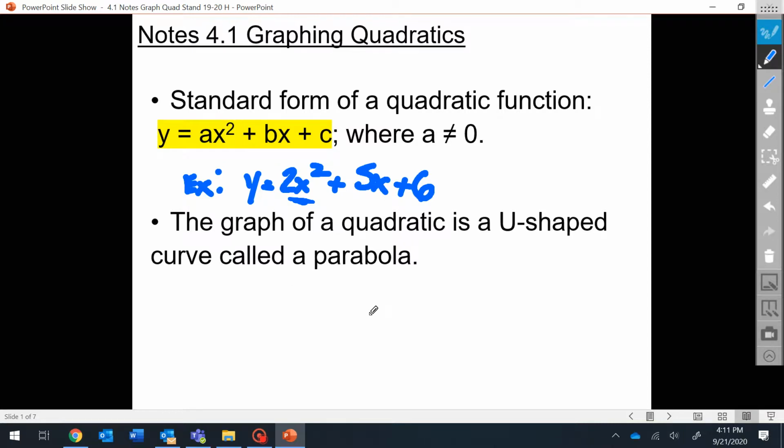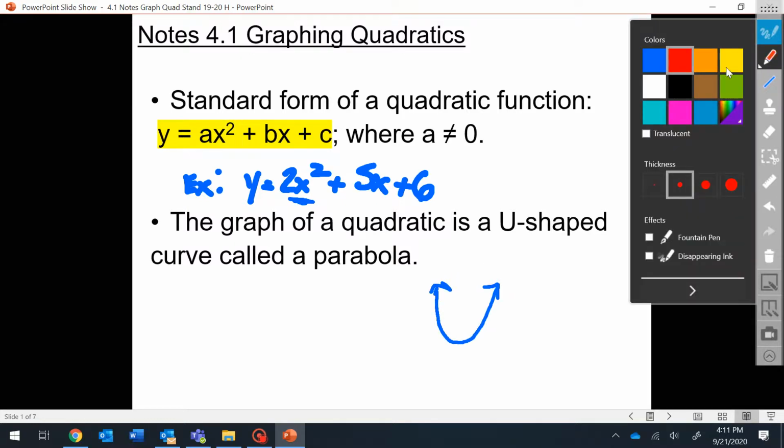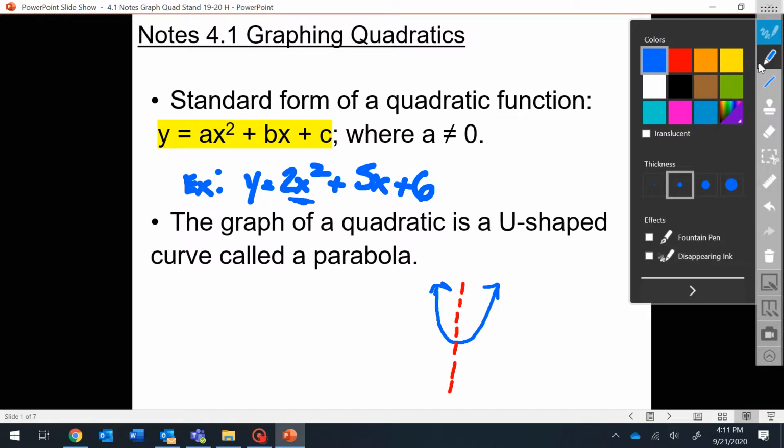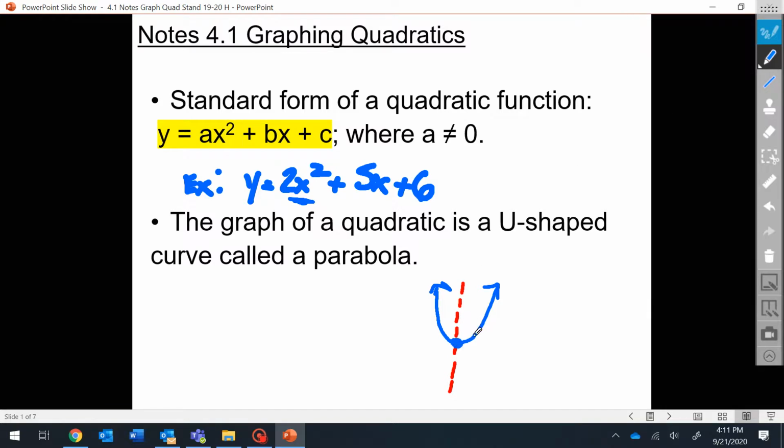The graph of a quadratic is a U-shaped curve called a parabola. It looks like this. It is symmetrical on both sides, even though it doesn't look it when I drew it. It's symmetrical about this low point here. This low point is called the vertex. So the left and right side of the vertex looks identical when you graph a quadratic.